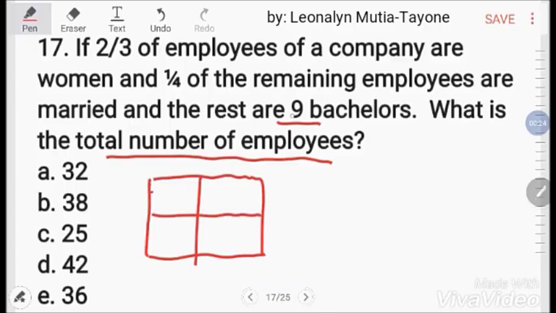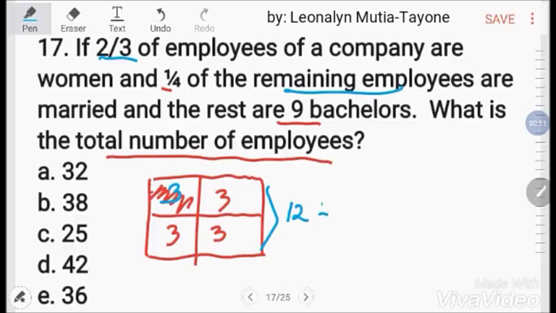Ito. So, itong 9 bachelors, ito yon 3, 3, 3. Kasi, ang 1/4 na remaining ay married. Ito yung married niya. So, ito na yung 9 bachelors. So, ibig sabihin, ito ay 3 din. Kasi equal sila lahat. So, kung 3 times 4, 12. So, ibig sabihin, itong 12 ay ito yung equivalent ng remaining na employees. Itong remaining na employees, ito yung 1/3 sa kabuuan ng mga empleyado.